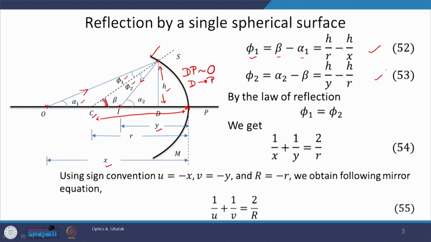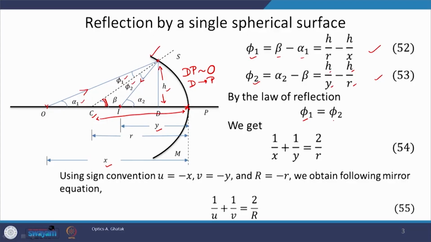In this particular case these relations will hold good. Phi 1 we can write as h by r minus h by x, while for phi 2 we can write h by y minus h by r. Now, we know the law of reflection. The law of reflection says that the angle of incidence is equal to the angle of reflection. Therefore, phi 1 must be equal to phi 2, and if we substitute for phi 1 and phi 2 in this relation, we will get 1 by x plus 1 by y is equal to 2 by r. This is what we get for a spherical reflecting surface.